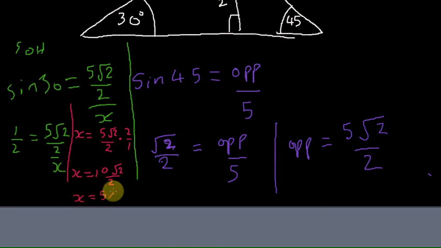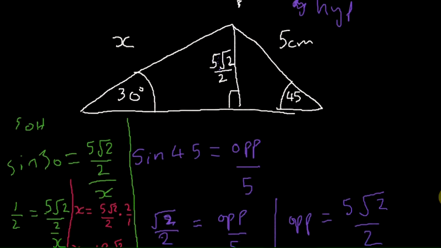Looking at the worksheet, I've made a mistake because it's easily done. The answer is, that's question 10. Yep, that's right. 5 square root 2.